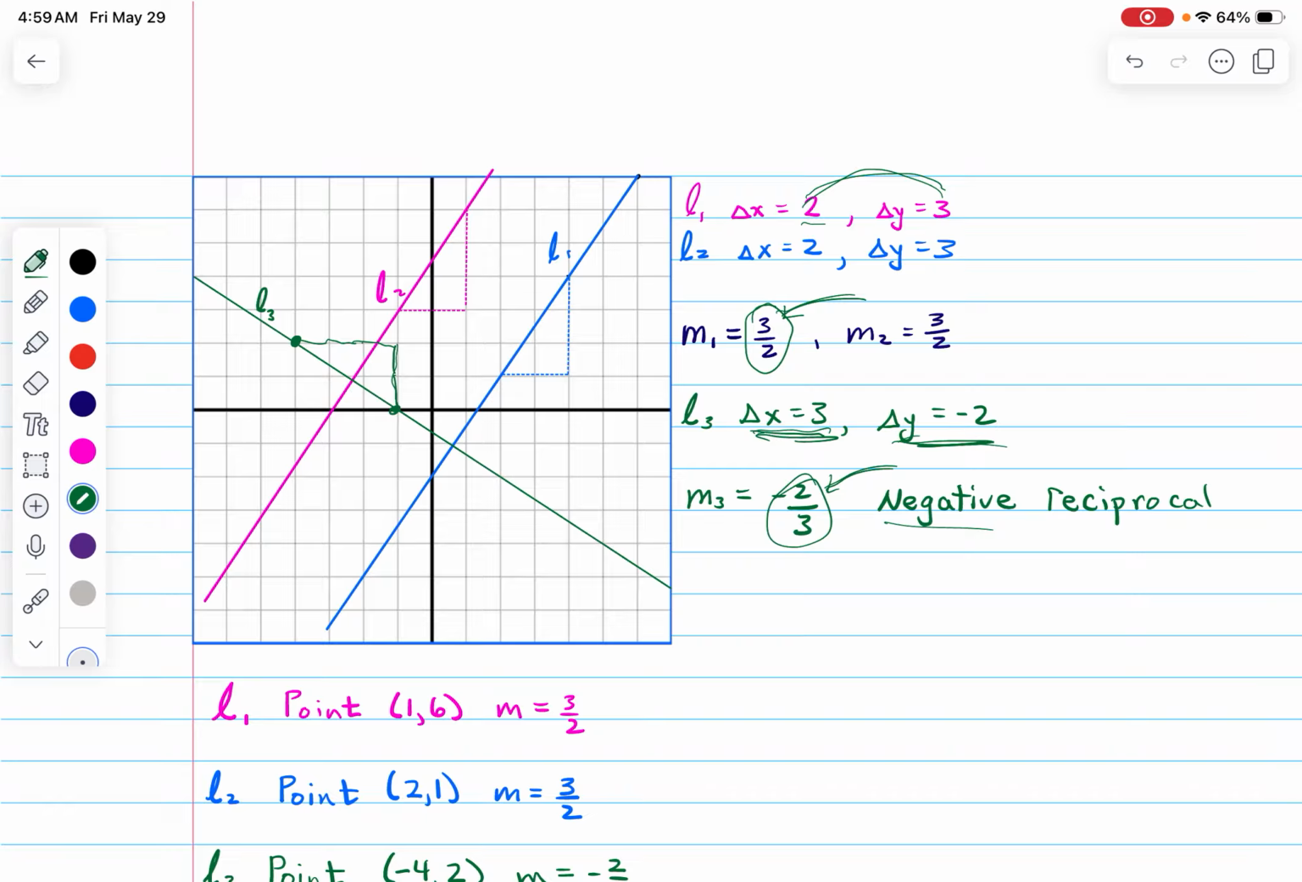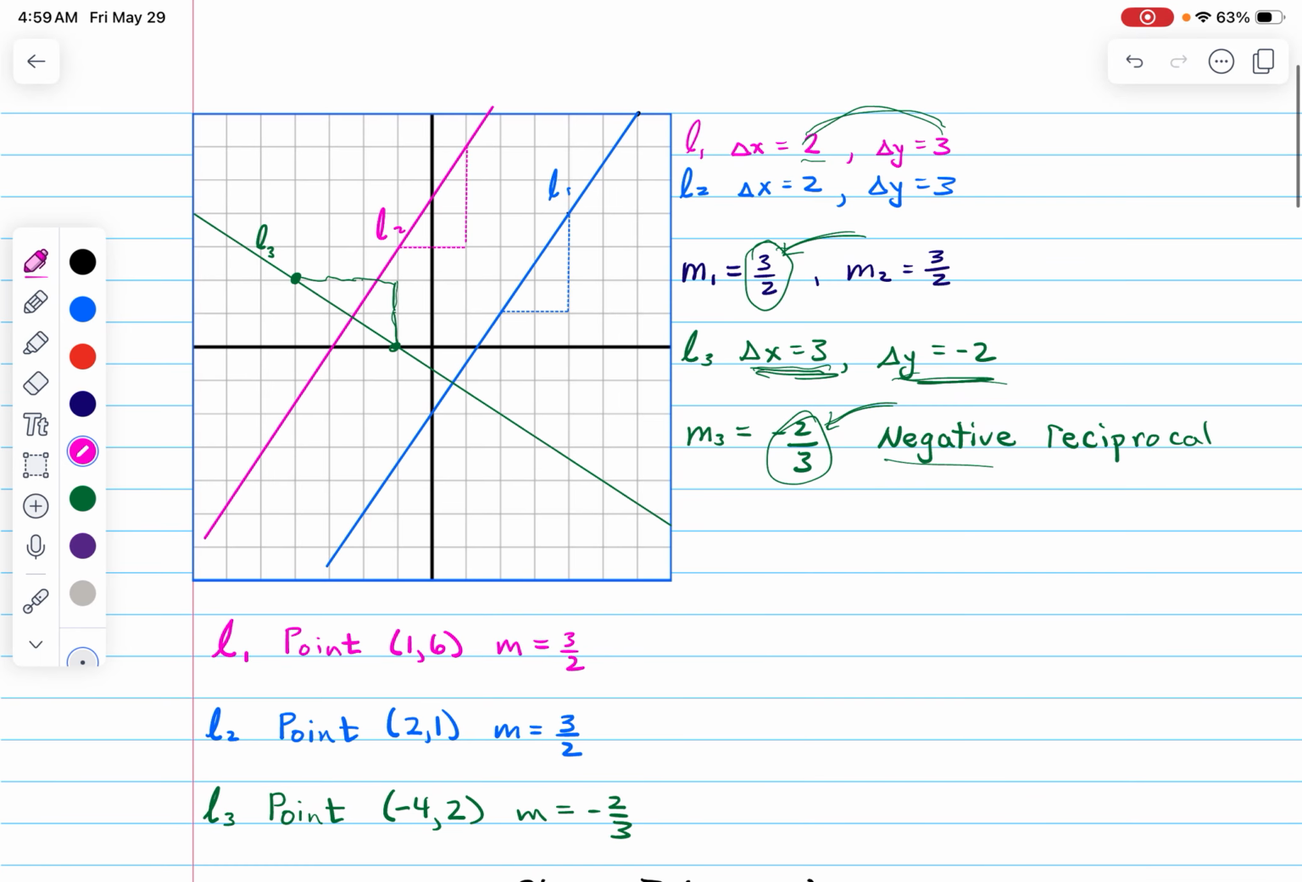Now, now that we know how parallel lines and perpendicular lines compare slope-wise, I want to go ahead and write equations for these lines. So first of all, it looks like down here the way I labeled these is off a little bit, so let me correct that. So here I want to start off with L2, the pink one.